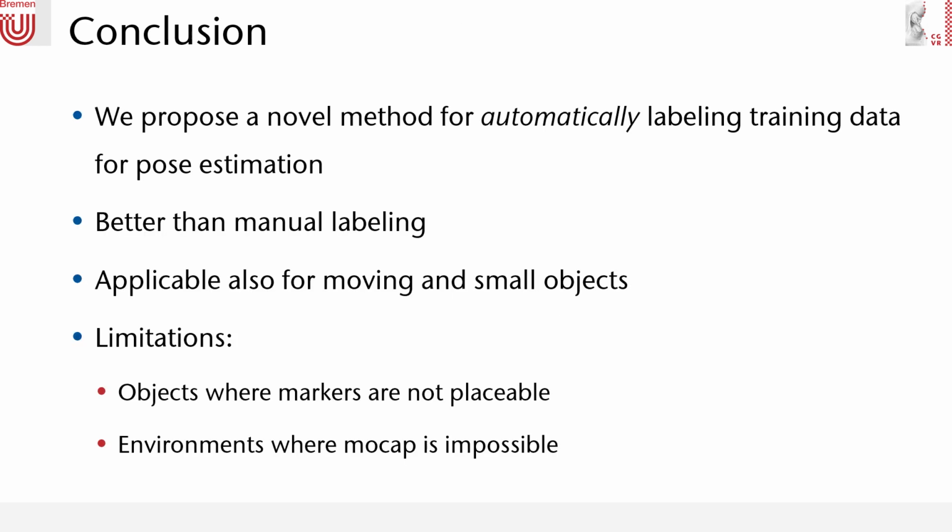To conclude this talk, we propose a novel method for automatically labeling training data for pose estimation. This automatically labeled data is superior to manually labeled data with imperfect ground truth. Our method is also applicable for moving objects and small objects where depth images might not be used for ground truth labeling. Some limitations are objects where we can't place markers or environments where motion capturing is impossible.